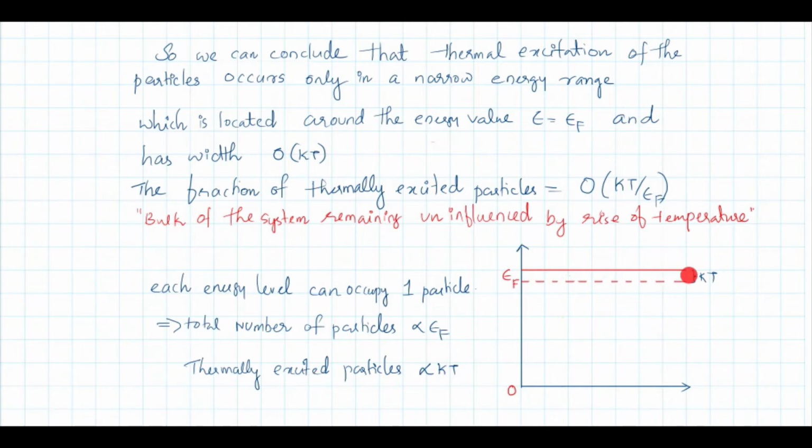And the thermally excited particles come only from this width. So the number of thermally excited particles will be proportional to kT. The total number of particles is proportional to EF. The number of thermally excited particles is proportional to kT. So the fraction of thermally excited particles will be of the order kT by EF.